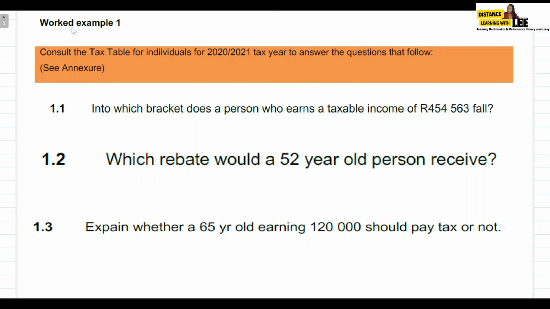Okay, let's look at this worked example. It says consult the tax table for individuals for 2020 to 2021 tax year to answer the questions that follow. I'm just going to use this table here. So I'm just going to change this and make it 2018 to 2019 tax year to answer the questions that follow. All right, question 1.1. Into which tax brackets does a person who earns a taxable income of 454,563 fall?